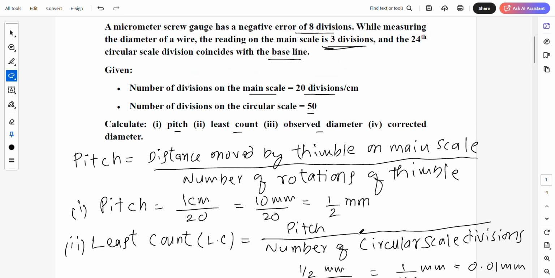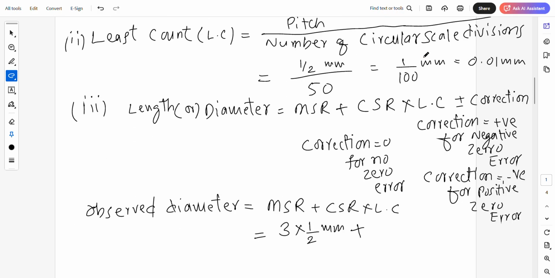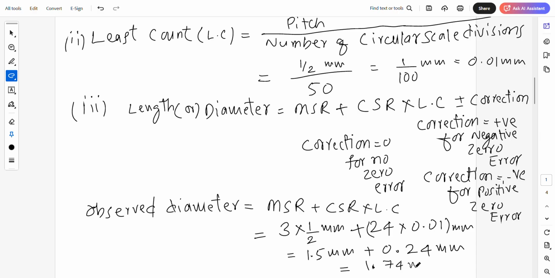how many circular readings? The 24th circular scale division coincides with the baseline. We have 24. Circular scale reading, that is 24 into least count. Least count is 0.01 mm. That is equal to 3 by 2 is 1.5 mm plus 0.24 mm. If you add up this one, you are going to get 1.74 mm. This is the observed diameter.